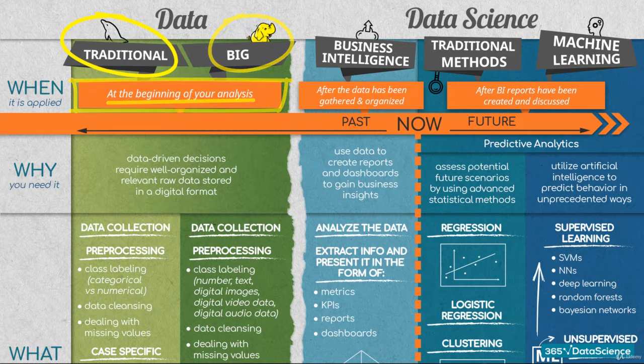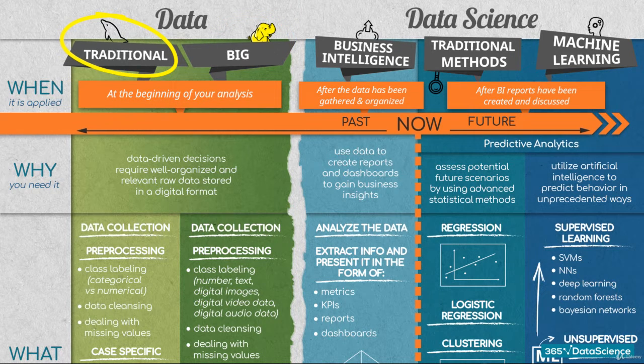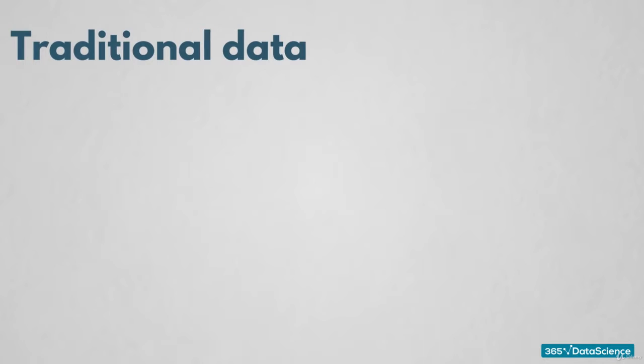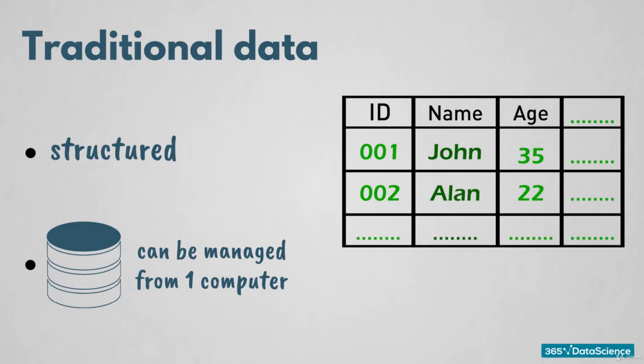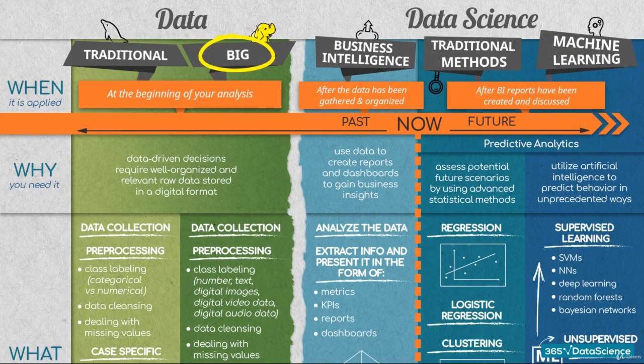When you hear the term data, the image that probably pops into mind is what would be considered traditional data. Data in the form of tables containing numeric or text values. Data that is structured and stored in databases which can be managed from one computer. Big data, on the other hand, is a whole other story.